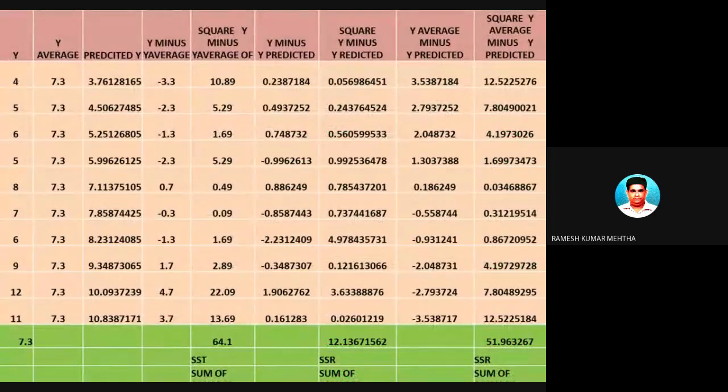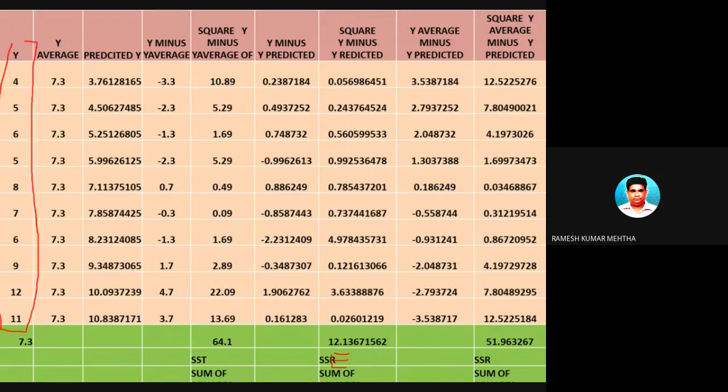So to find out SST, SSR, and SSE, we have a table in front of us.